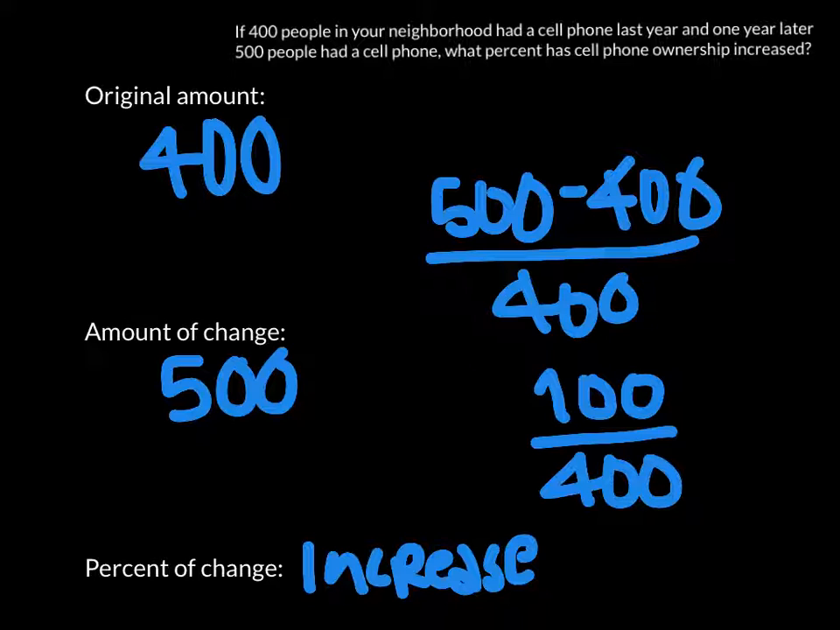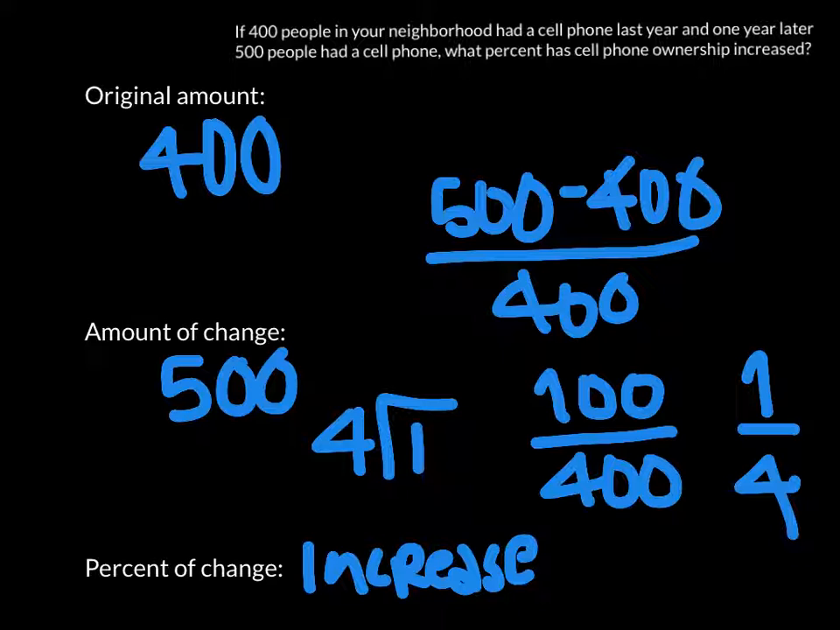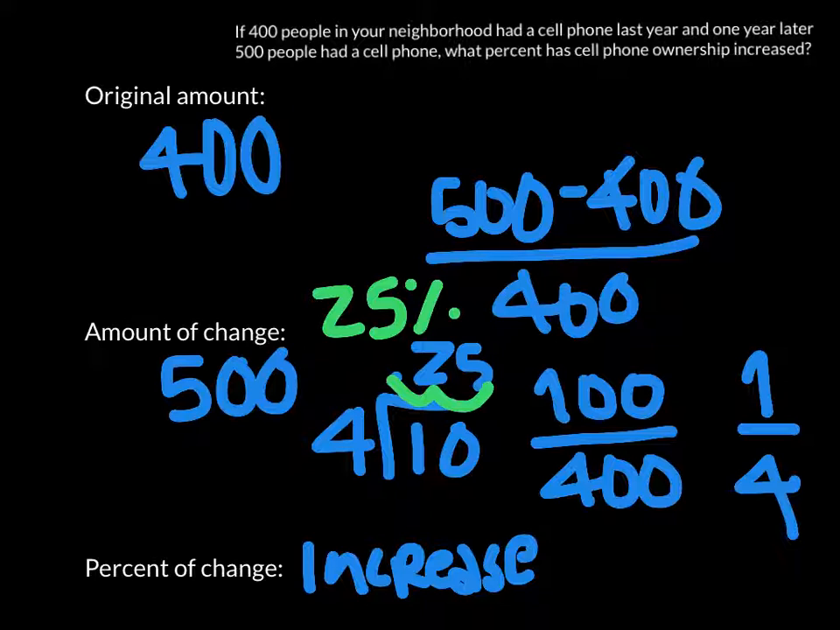which equals 1/4. So that means that it was an increase of 25% because if you divide 1 by 4, you get 0.25. Okay, but when you move this over 2 times, you get 25%. So the increase was 25%. Okay, take a look at this one and see if you can get the answer, and then when you're ready to check, go ahead and unpause the video.